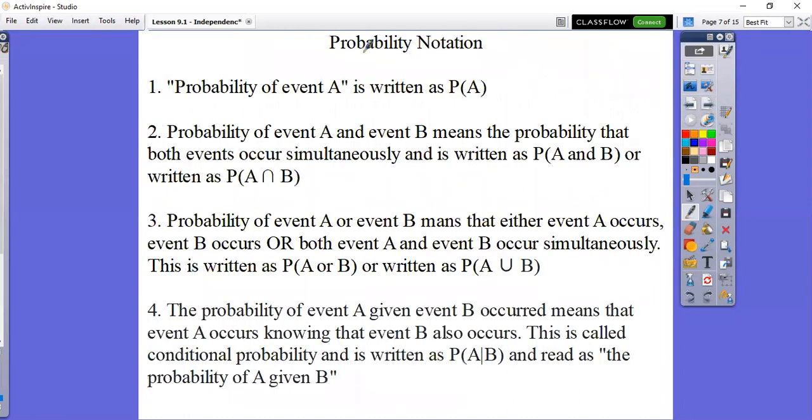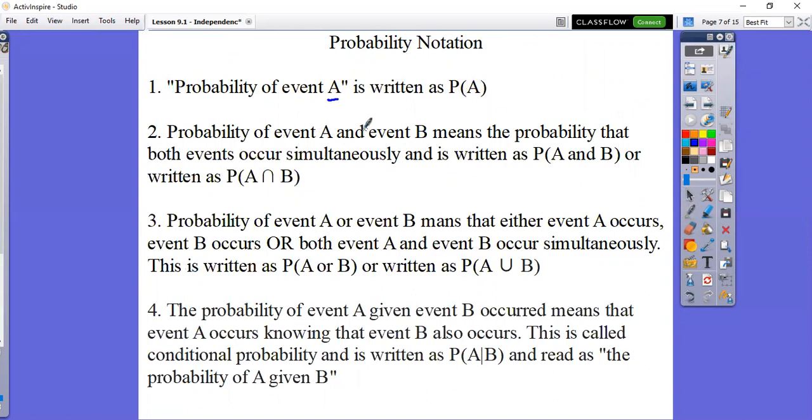All right, probability notation. This is just a little bit of notation, so when you see these things, you'll understand what they are saying. The probability of event A, so just event A happening, is written P(A). You read this as probability of A, or P of A. It means the probability that event A happens. We talked about how to calculate that simple probability.